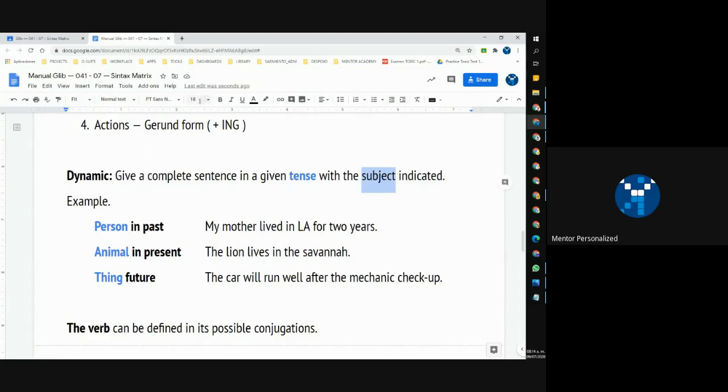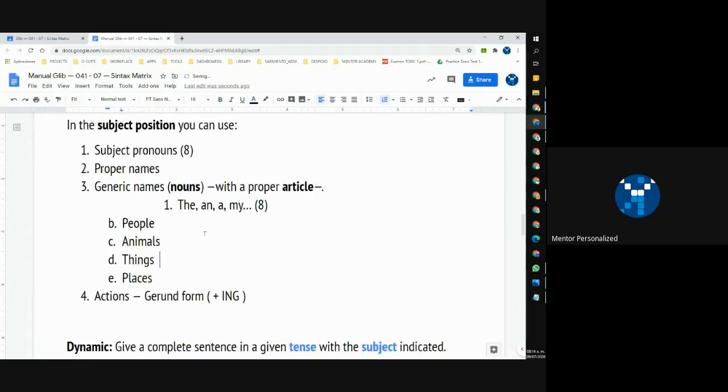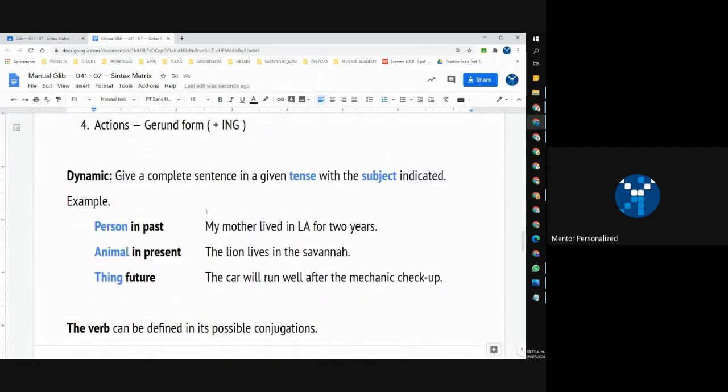And the subject in this case may be one of a kind here, one of the kinds we mentioned. And it's a complete sentence. I would say a very complete sentence.